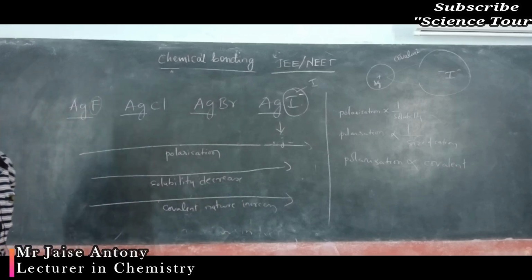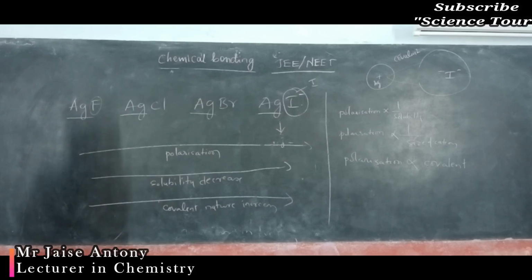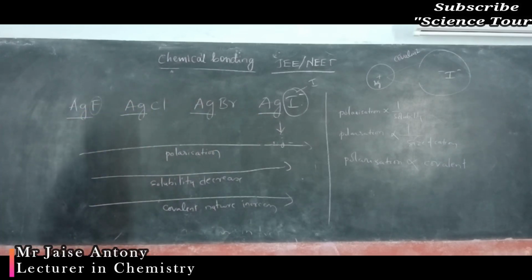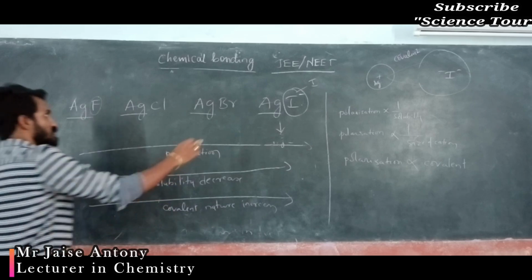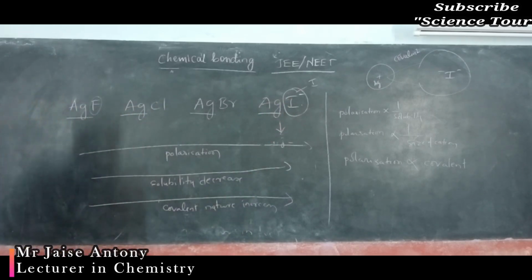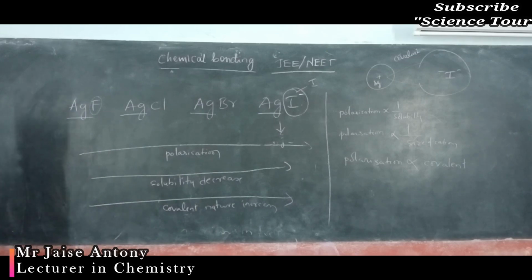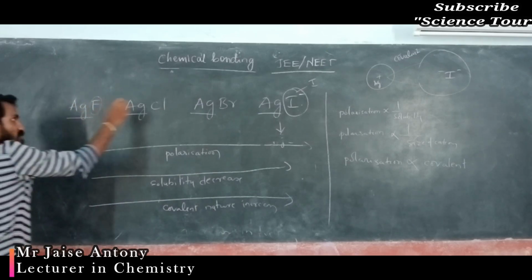So my dear students, now you tell me which one has the highest polarization. The polarization of AgI is highest. Solubility is very low for AgI, but AgF has the highest solubility. Covalent nature is highest in AgI. Why? Ag size is smaller, I size is bigger. AgF is least covalent, more ionic. This one is more ionic, that one is more covalent.